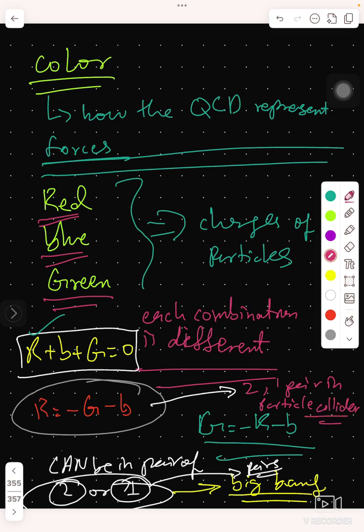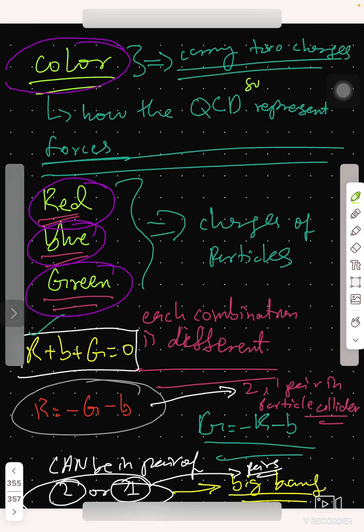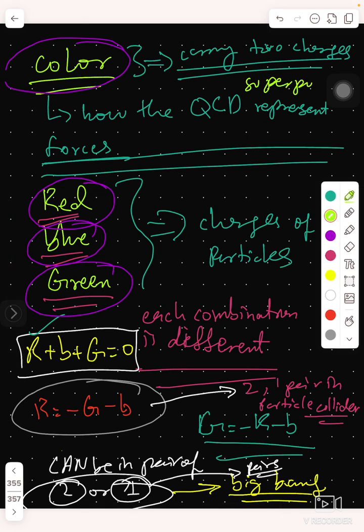Okay, so these actually have color. Color is actually carrying 2 kinds of charges. They carry 2 charges at the same time. It's actually a superposition of the charges. Superposition.